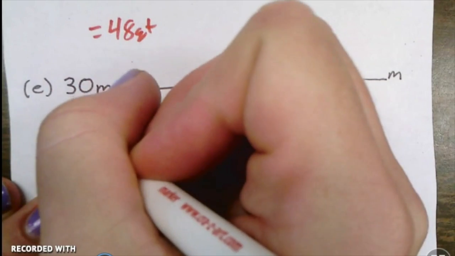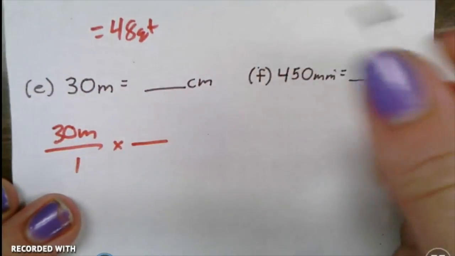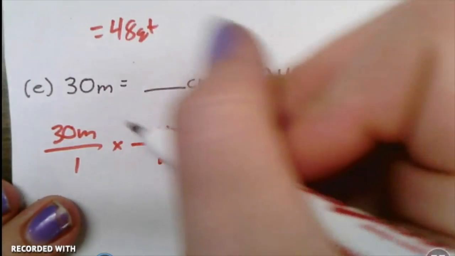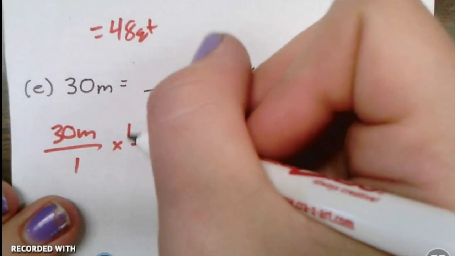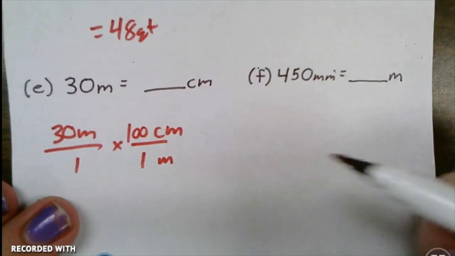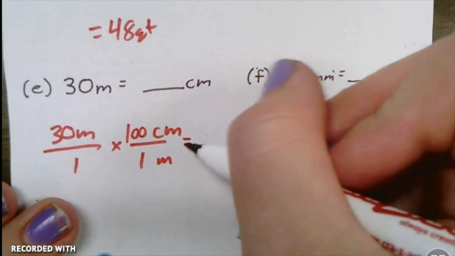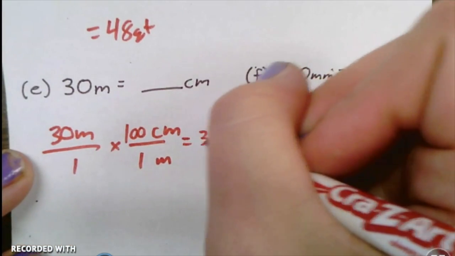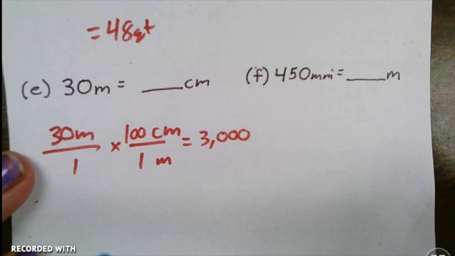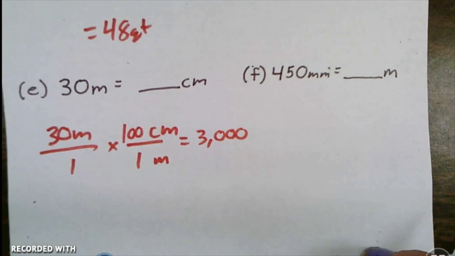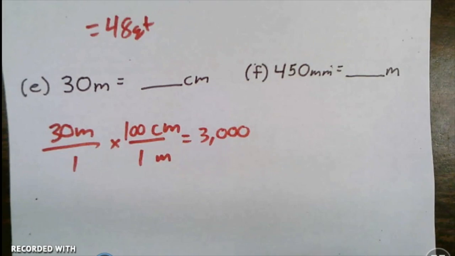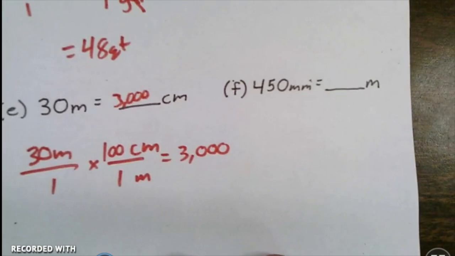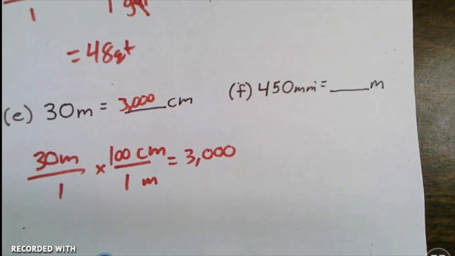So we've got 30 meters, put it over 1, multiply times another fraction, meters on the bottom, centimeters on the top. There are how many centimeters in a meter? 100 centimeters in 1 meter. Look to see if anything will cancel. It doesn't, so 30 times 100 is 3,000. So my answer is 3,000 centimeters. Go ahead and try that last one on your own. Go ahead and get to work.